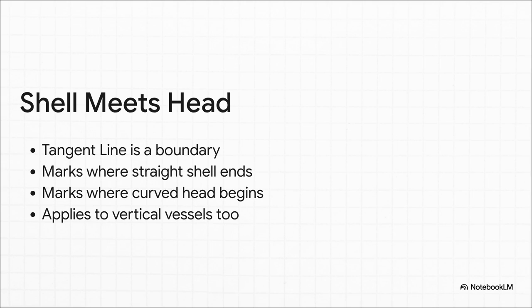To break it down really simply, the tangent line is the exact boundary where the straight shell ends and the curved head begins. Remember those two shapes we talked about earlier? The TL is the seam right between them. So when we say TL to TL, we are strictly measuring the length of just the straight shell section.